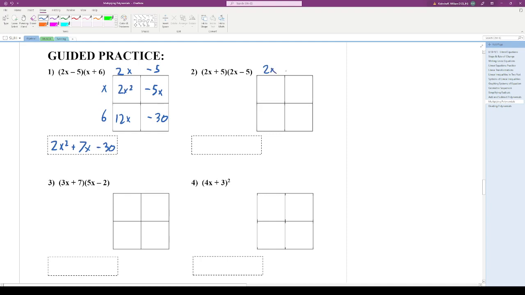Same kind of thing on all of these, so this is 2x plus 5, 2x minus 5. This one is 3x plus 7, 5x minus 2, and then 4x plus 3. And since it says 4x plus 3 squared, remember that means 4x plus 3 times itself. So this one is also going to be 4x plus 3. Now if we go through and fill all those in, we get 4x squared, we get 10x, we get negative 10x, and we get negative 25.